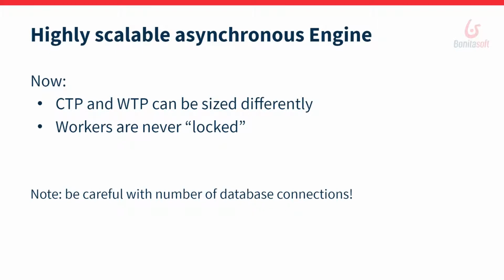So now the connector thread pool and the worker pool can be sized differently, and based on our tests we observed a major performance improvement, especially when the connector was quite long to execute. You don't have all the workers blocked because they were waiting for the connector executor to finish. Now they are immediately available to do other processing. You just need to take care, as usual, about the number of connections to the database to make sure that some connections are still available.